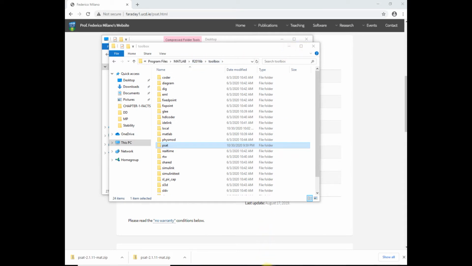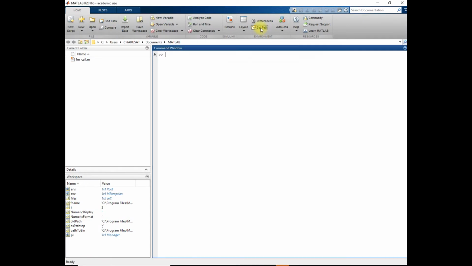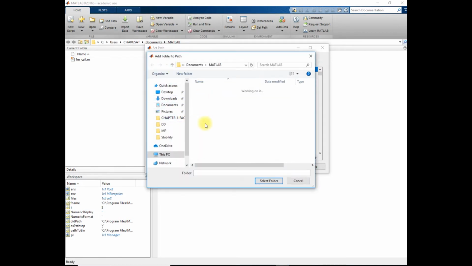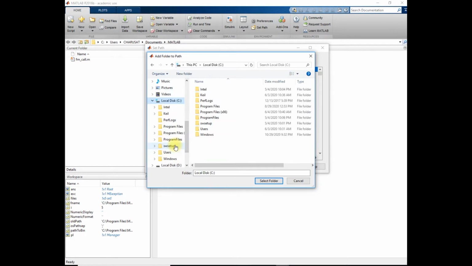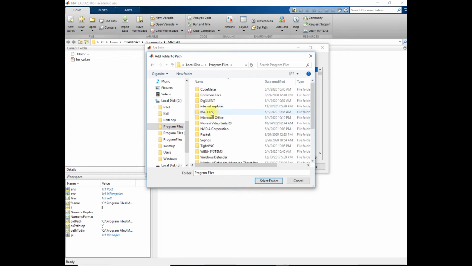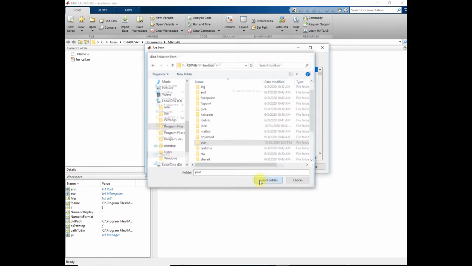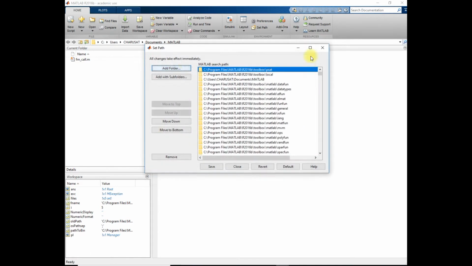Now open MATLAB and set the path. In set path, go to add folder and give the path to this PSAT folder, which we have copied into the MATLAB toolbox folder. So go to the C drive, program files, MATLAB 2016B, toolbox, and give this path. You can see that this path comes here. Then save this path, then close it.